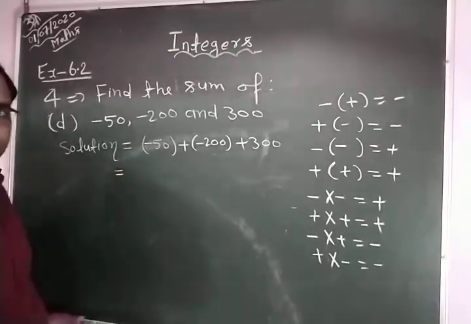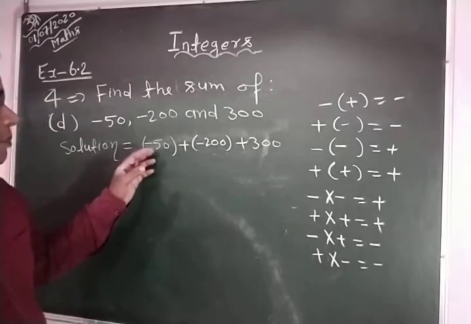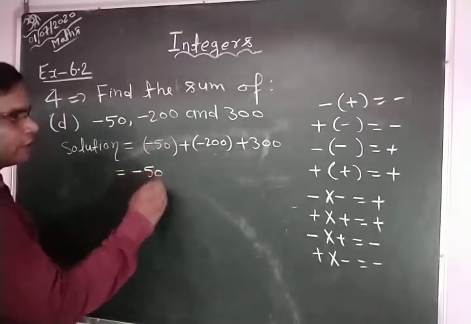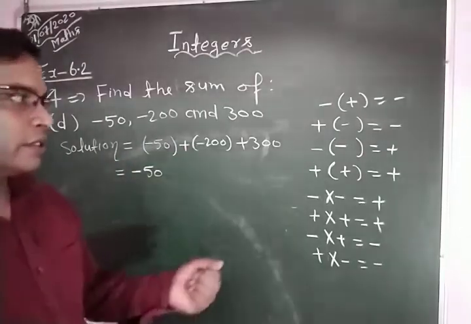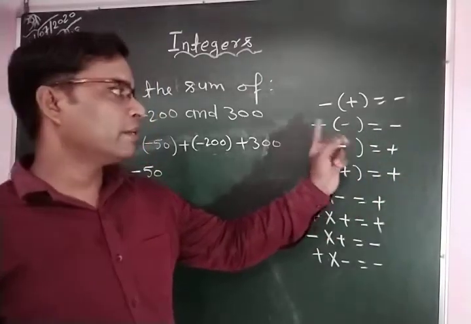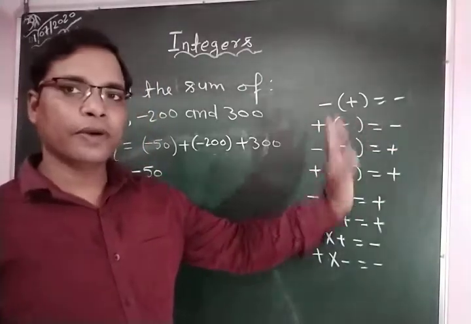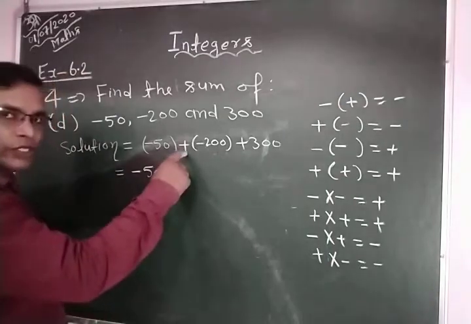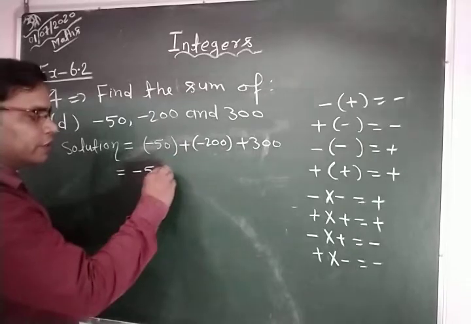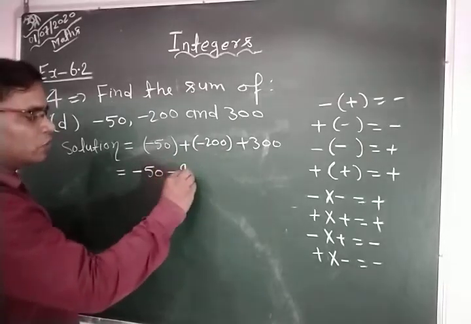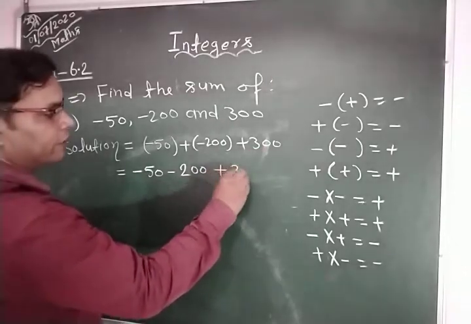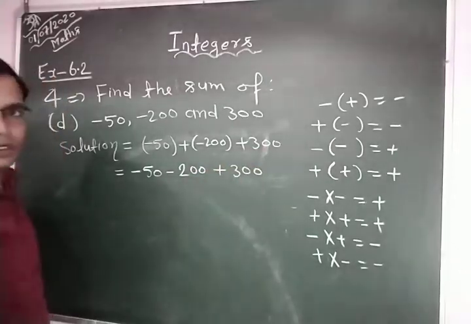The next step is that here minus 50, you write minus 50 as it is, and this is plus into minus. So plus into minus is equal to minus. Also here we can use that condition, plus into minus is equal to minus, and we write 200 as it is, and 300 we write as it is.